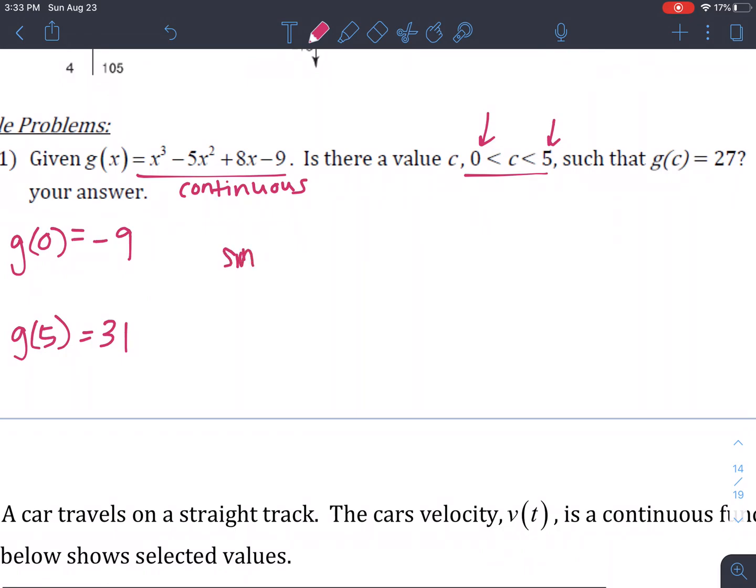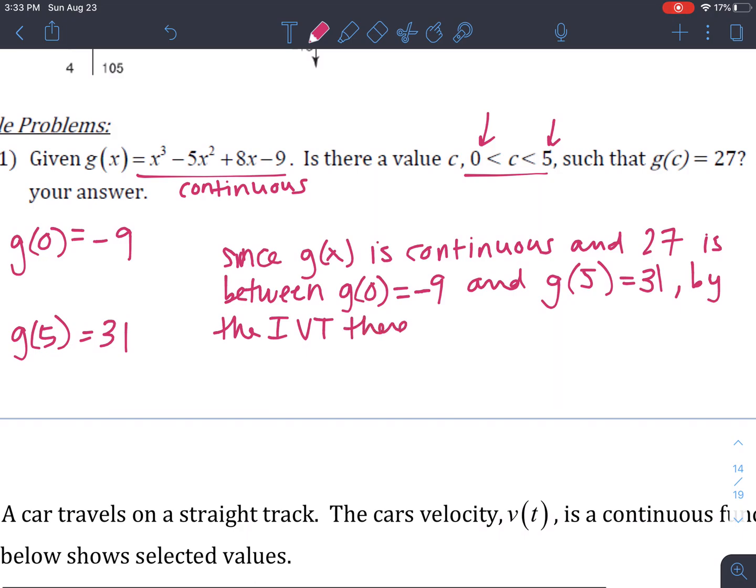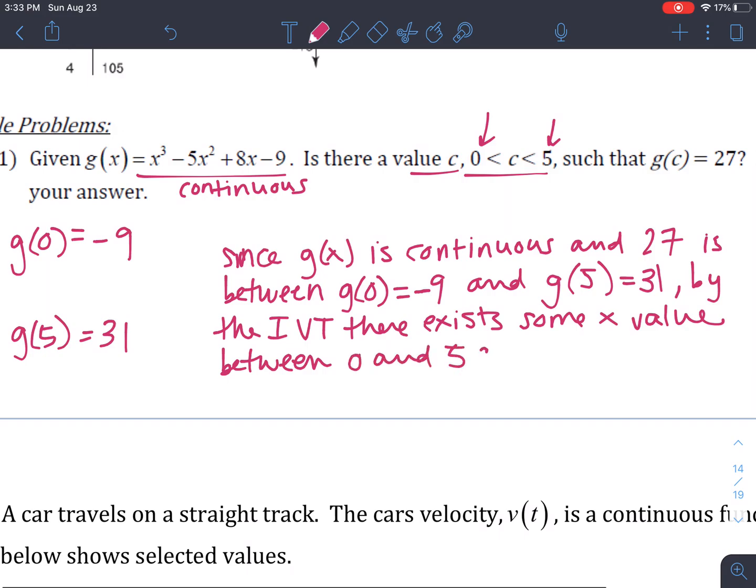Since g of x is continuous, that's the first thing we have to mention, and 27 is between g of 0, which was negative 9, and g of 5, which was 31, by the intermediate value theorem, by the IVT, there exists some x value, or we could say some c value here, between 0 and 5, such that g of c is equal to 27. Maybe we should change this. There exists some c value.